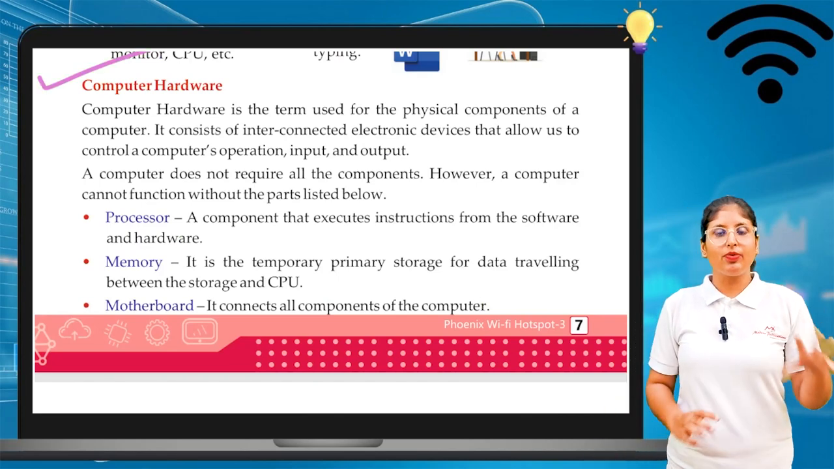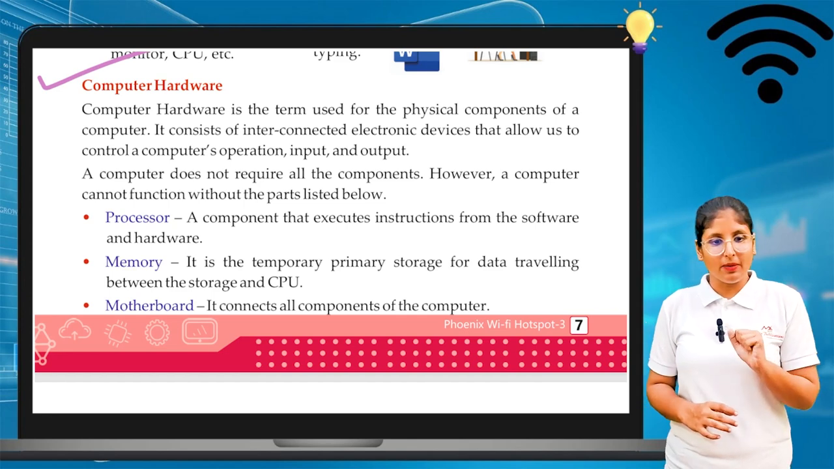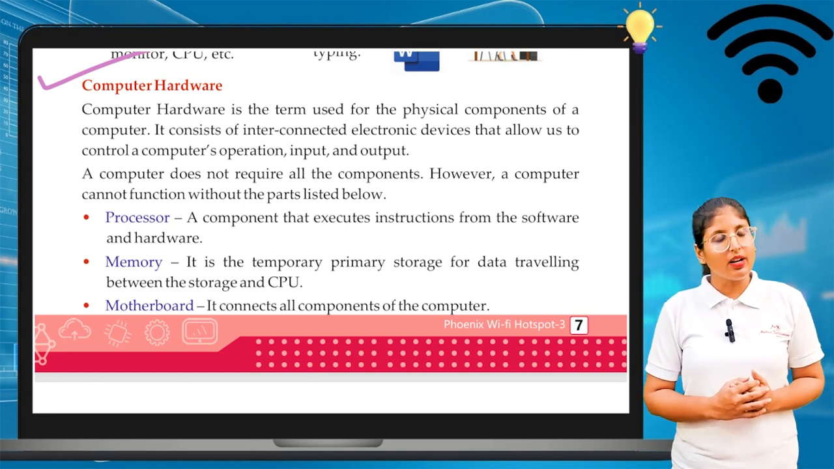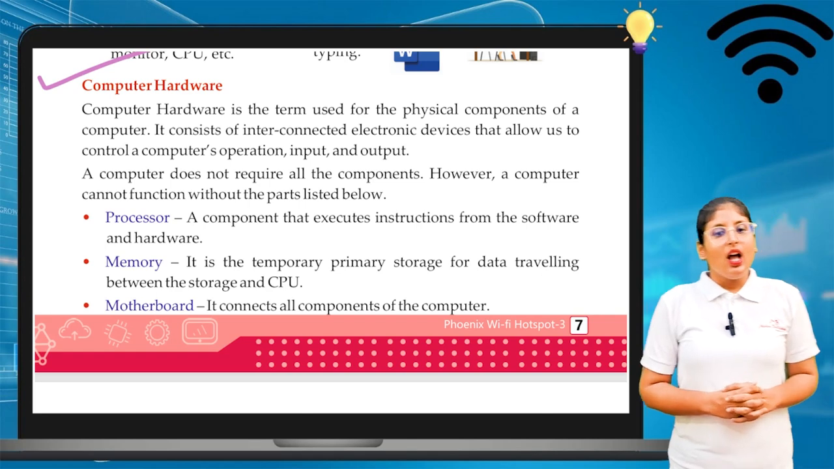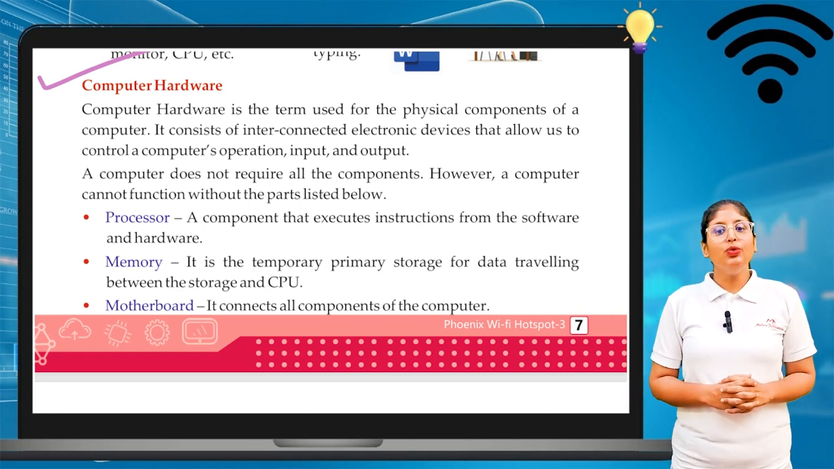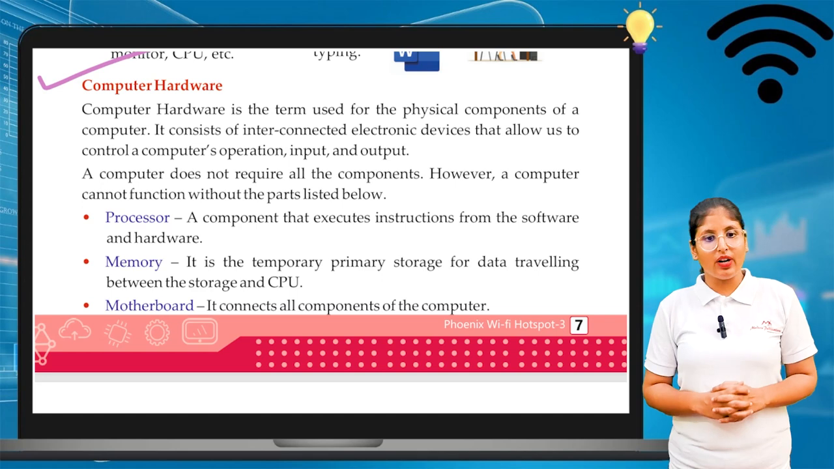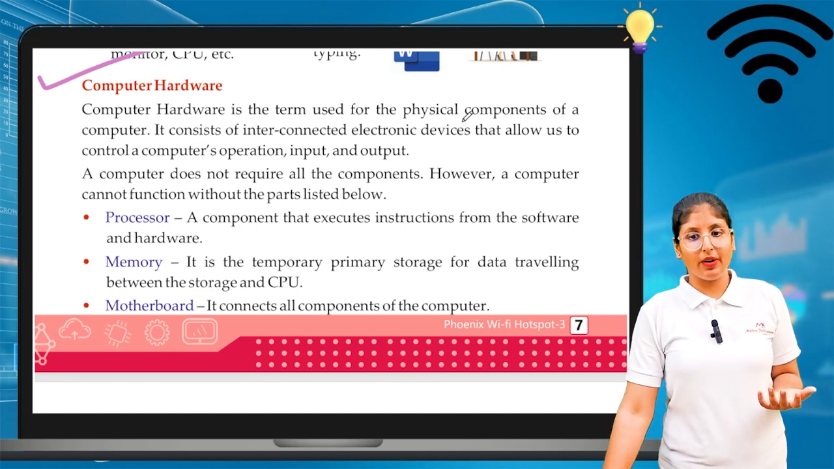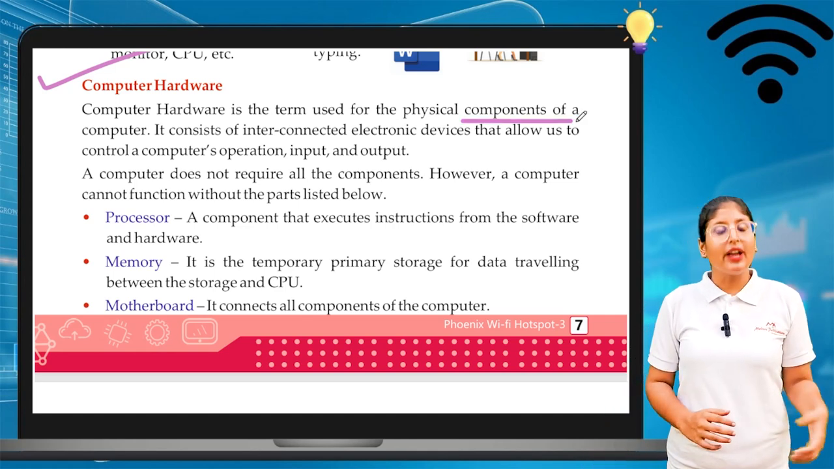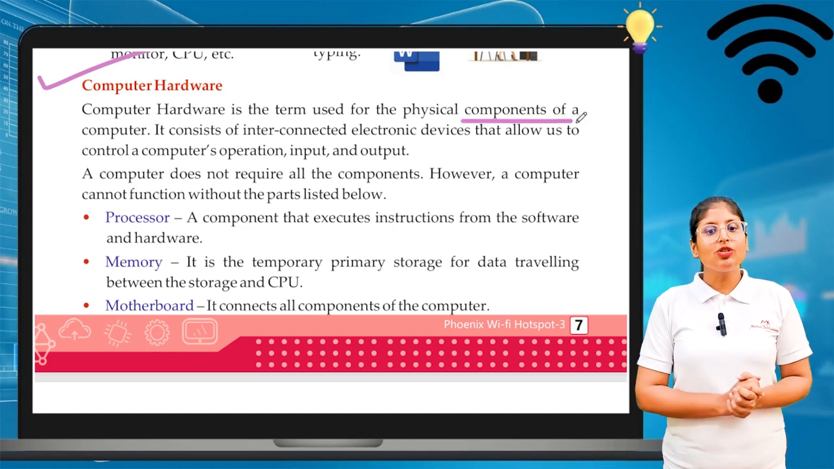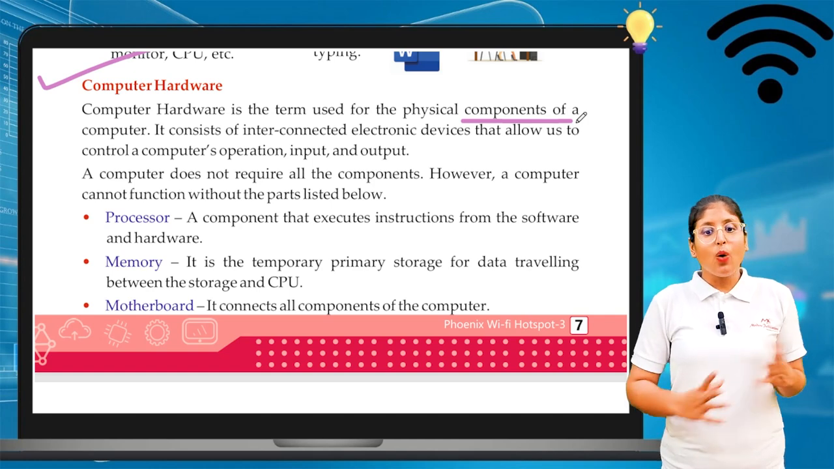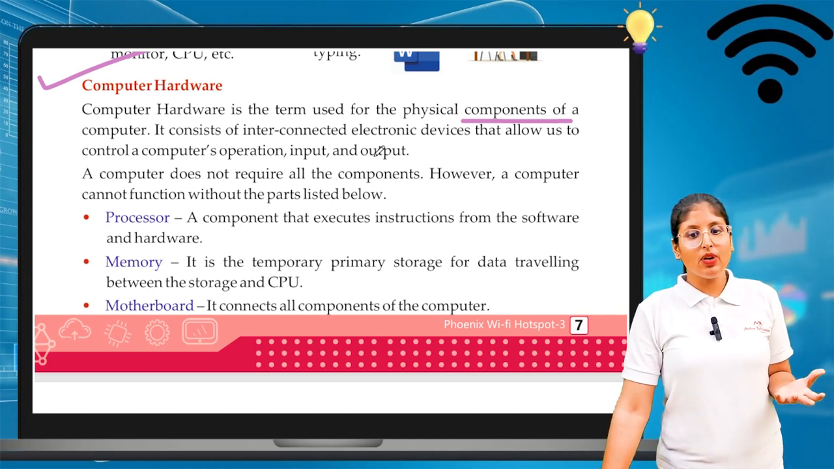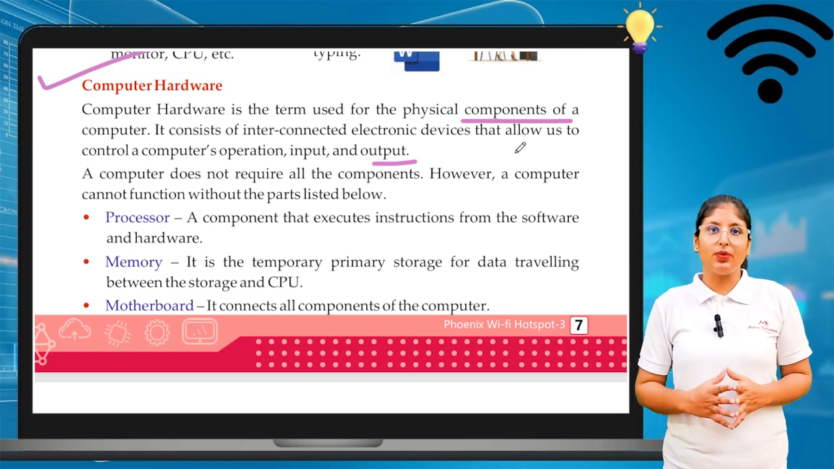Computer hardware. First we will study what is computer hardware. What are the things that come under computer hardware? Let's see. Computer hardware is the term used for the physical components of a computer. So computer hardware is a physical component that we can touch, that we can see. It consists of interconnected electronic devices that allow us to control computer operations, input and output. With the help of hardware, we can control all the functions of our computer.